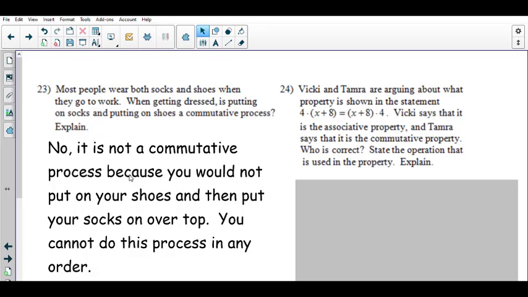Vicky says that it is the associative property, and Tamara says that it is the commutative property. Who is correct? State the operation that is used in the property. Explain. So let's look at what's different on the left side of the equation to the right side.